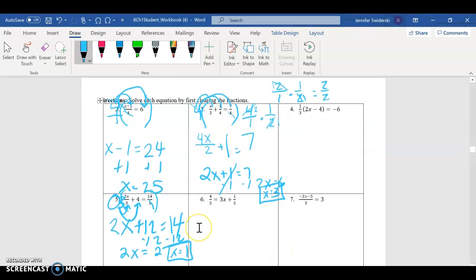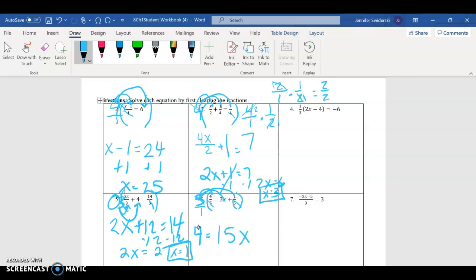All right, number 6. What's my denominator? 5. Great. In parentheses, we're going to multiply everything by 5. 5 comes here, 5 comes here, 5 comes here. When I multiply 5 times 4/5, that's the same as 5 over 1. These diagonals eliminate. I'm left with 4 is equal to. What is 5 times 3x? 15x.